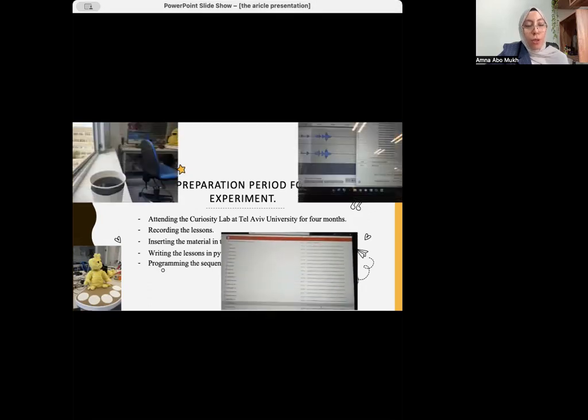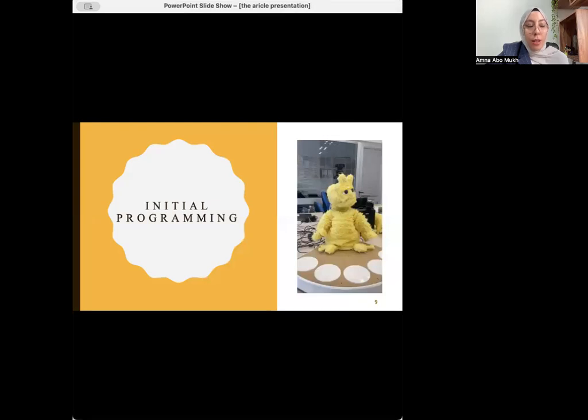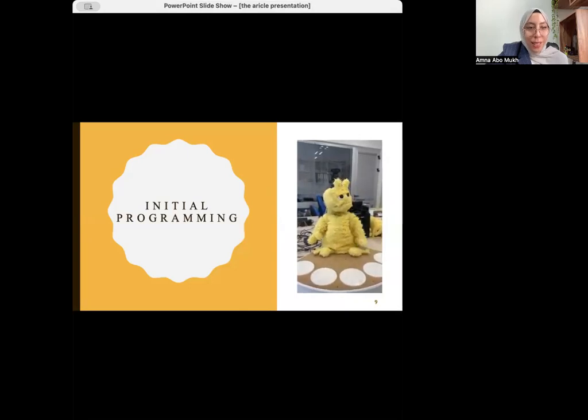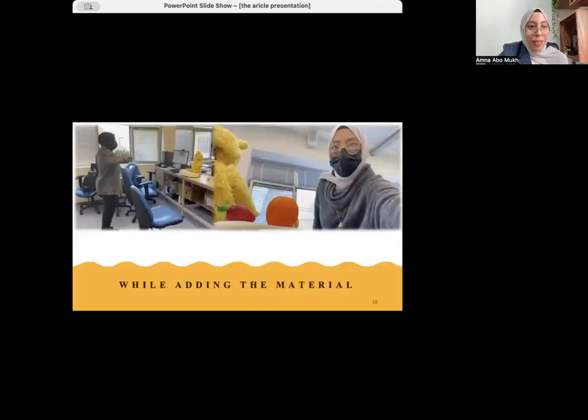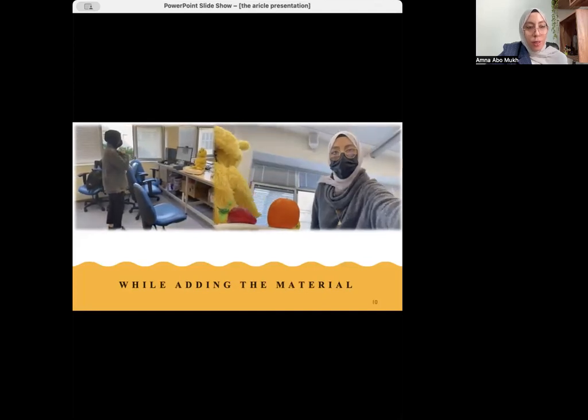Those were some pictures that I took during the preparation of the experiment, in which I learned all the necessary knowledge to program a robot. This was an initial programming of the robot. This is Fazi saying, "My name is Fazi." 2 more videos. Notice how the robot does the exact same movement as I do. Another video.